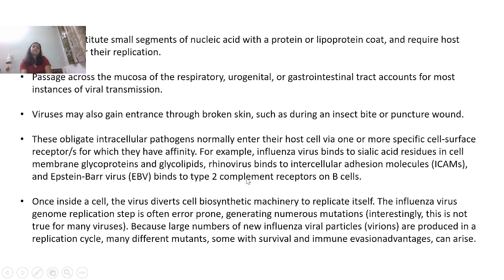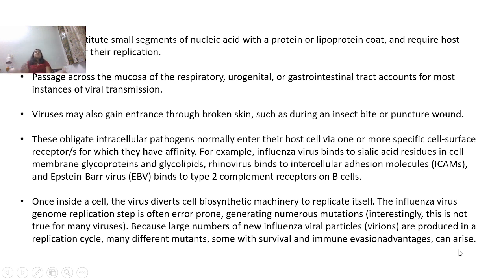Through this attachment with the receptors present on the surface of our host cell, this virus can bind to and enter into our host cell. So it enters into the cell, it diverts the cell biosynthetic machinery to replicate itself. For example, the influenza virus genome replication step is often error prone, generating more mutations, but not in case of other viruses, because large numbers of new influenza viral particles are produced in a replication cycle. Many different mutants, some with survival and immune evasion strategy and advantages, can arise.